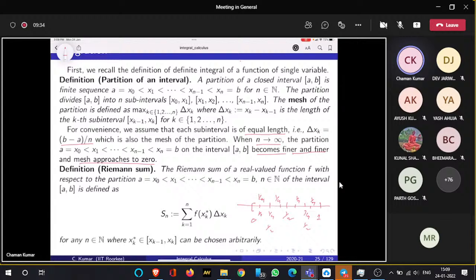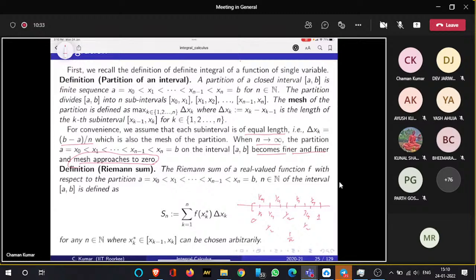Okay, so that means when n goes to infinity, the partition becomes more and more refined, because the size of each subinterval is becoming smaller as compared to the previous one. So it becomes finer and finer, and obviously the mesh size will approach 0. Mesh size is 1/n, so when n goes to infinity, this will approach 0. Okay, so you have this thing.